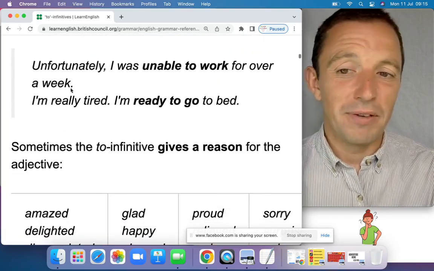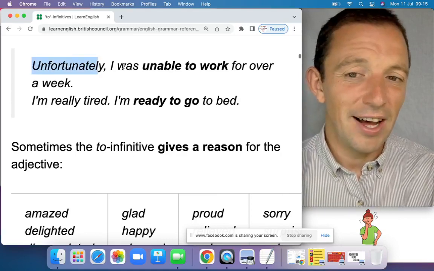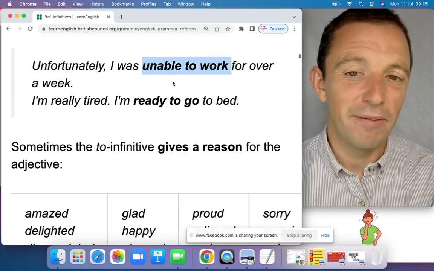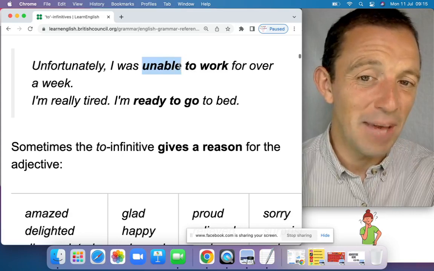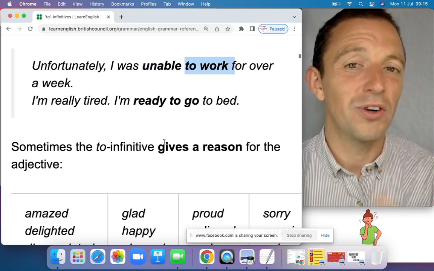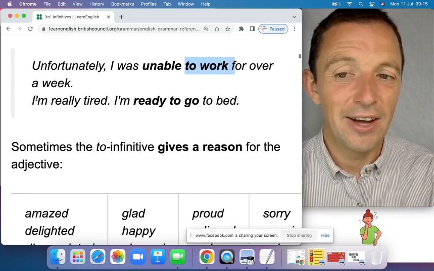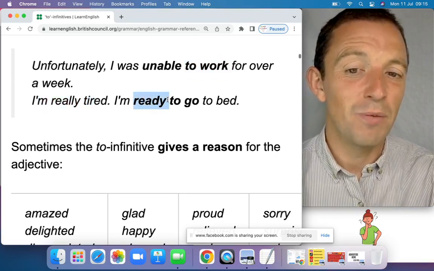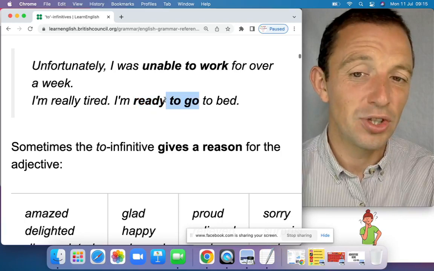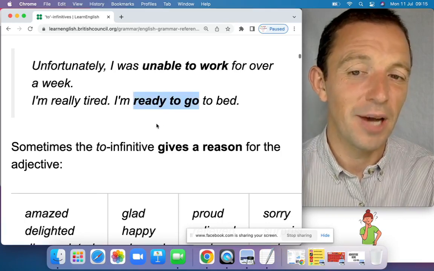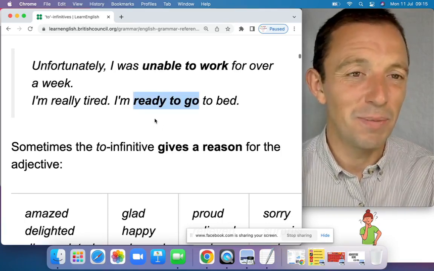Here we have a couple of examples. Unfortunately, I was unable to work for over a week. So the adjective is unable plus the infinitive. Unable to work, unable to go, unable to travel, etc. Next, I'm really tired. Adjective, I'm ready plus the infinitive to go to bed. Okay, I'm really tired. I'm ready to go to bed.